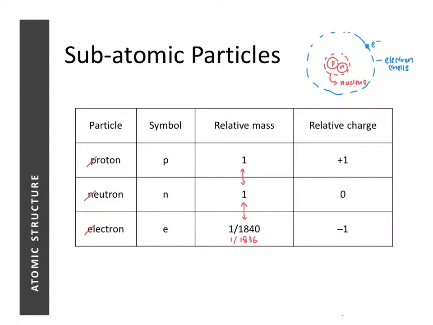Next we look at the relative charge of each subatomic particle. Protons are positively charged, electrons are negatively charged, and neutrons are neutral.